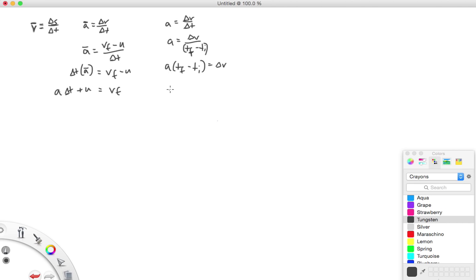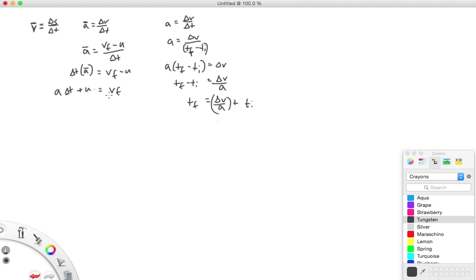Now I want to get Tf by itself, so I want to divide both sides by a. So this will be Tf minus Ti equals delta V divided by a. Now I want to get Tf by itself, so it's going to be plus Ti on that side, so it'll be delta V over a plus Ti. And that's how we solve for Tf.